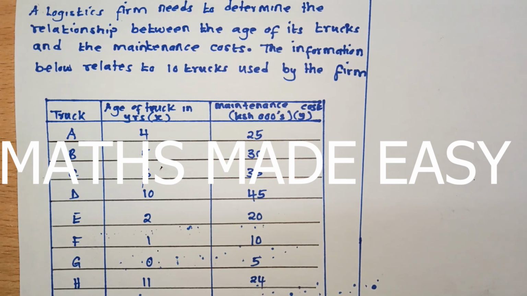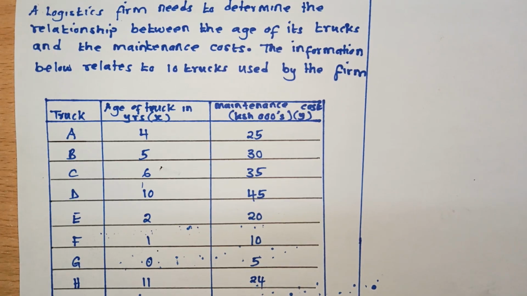Today, we are going to learn how to determine a relationship between two variables using simple linear regression. And in this case, we will study how the age of a truck affects its maintenance cost.